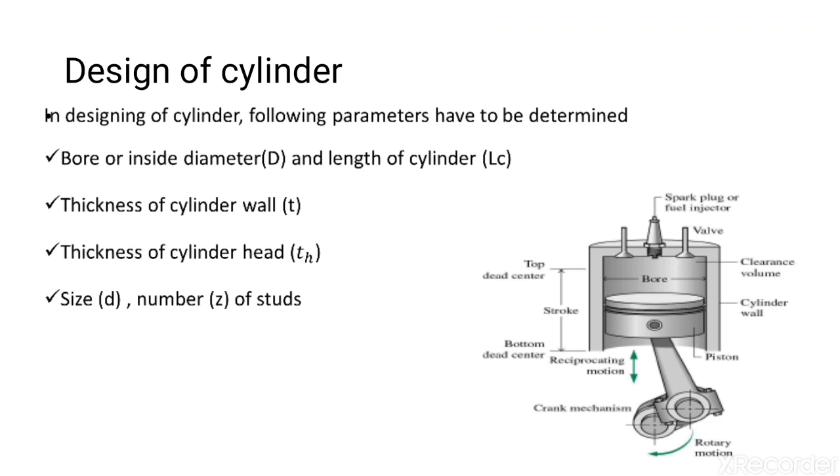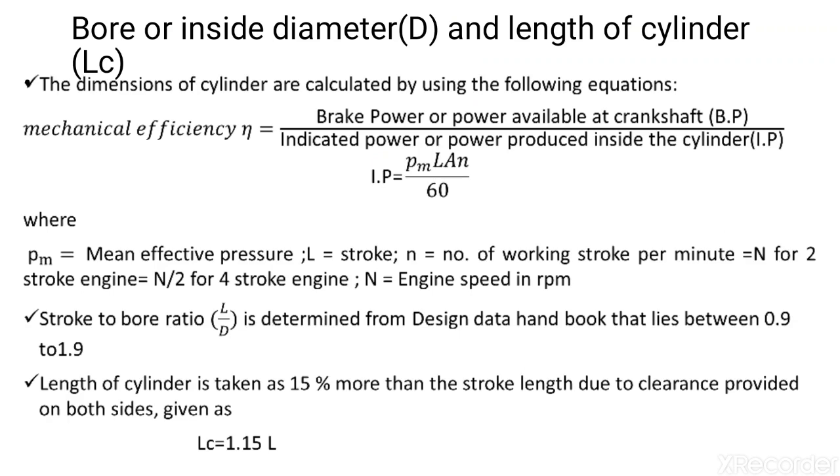Design of cylinder. In designing of cylinder, the following parameters have to be determined: bore or inside diameter D and length of cylinder, thickness of cylinder wall, thickness of cylinder head, size and number of studs. All dimensions can be seen in figure. Bore or inside diameter and length of cylinder.